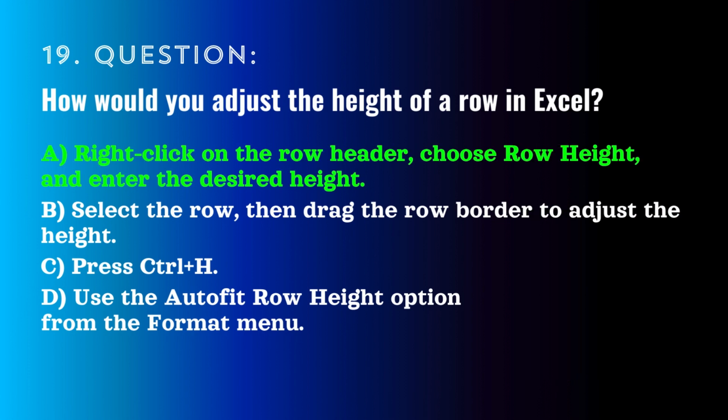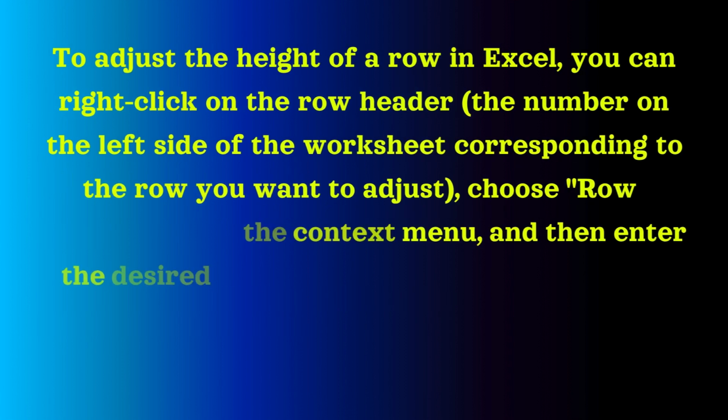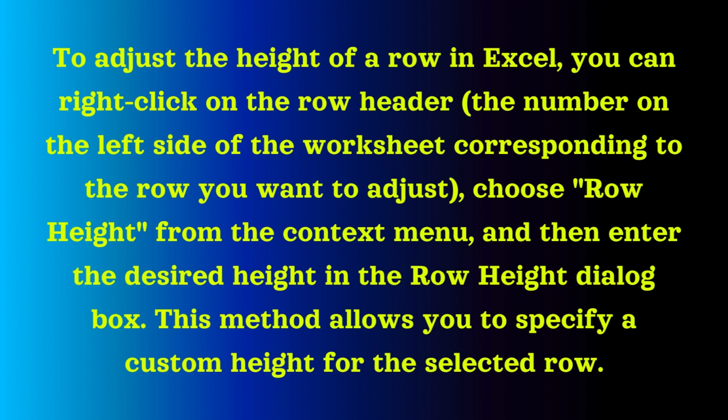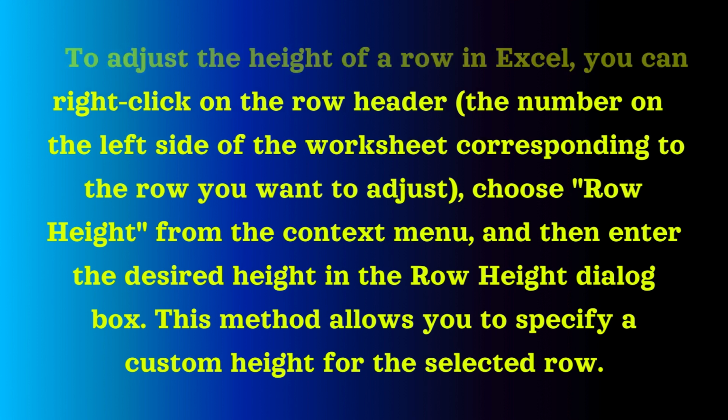The correct answer is Option A. Right-click on the row header, choose row height, and enter the desired height. To adjust the height of a row in Excel, you can right-click on the row header, meaning the number on the left side of a worksheet corresponding to the row you want to adjust. Choose row height from the context menu and enter the desired height in the row height dialog box. This method allows you to specify a custom height for the selected row.